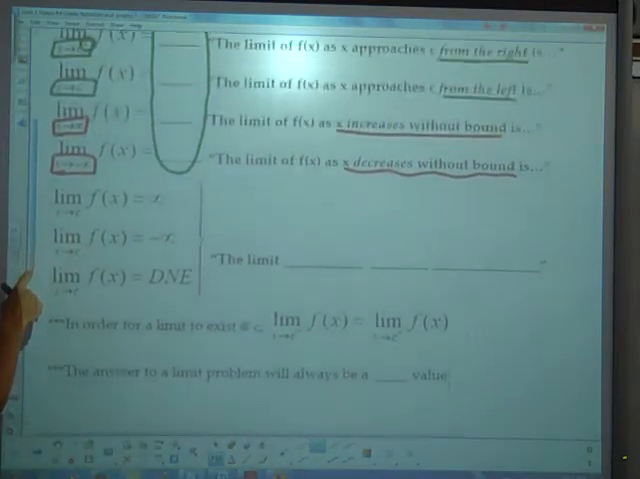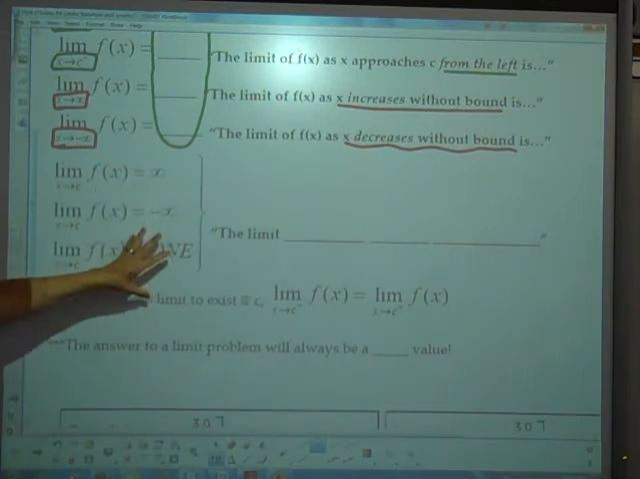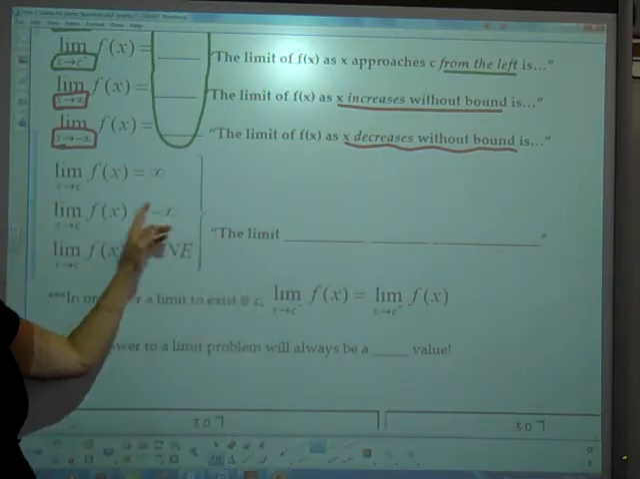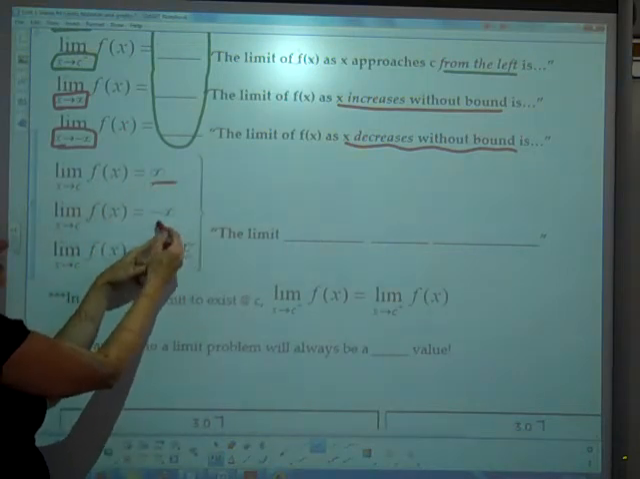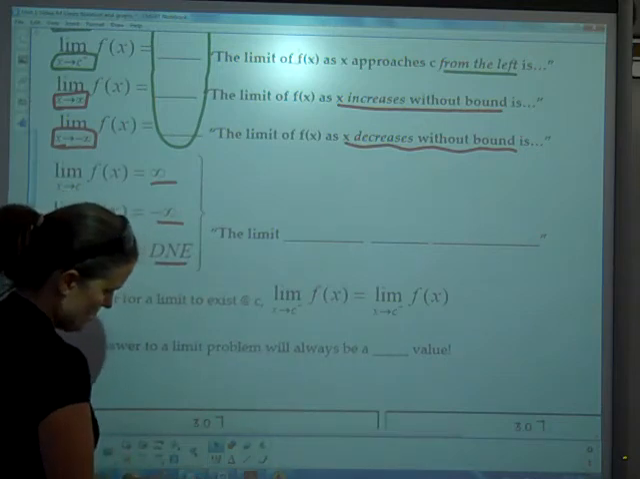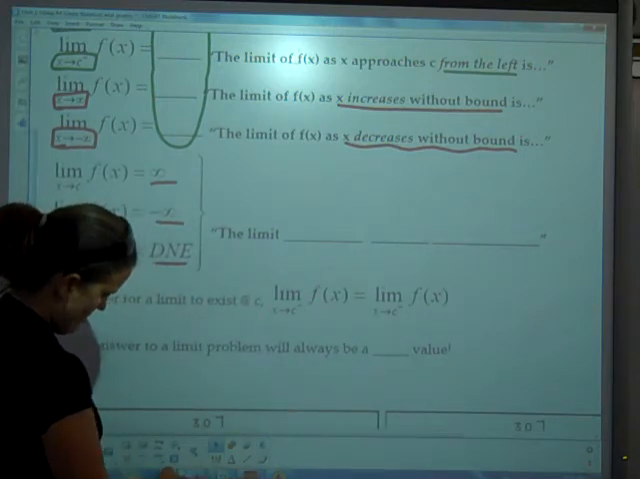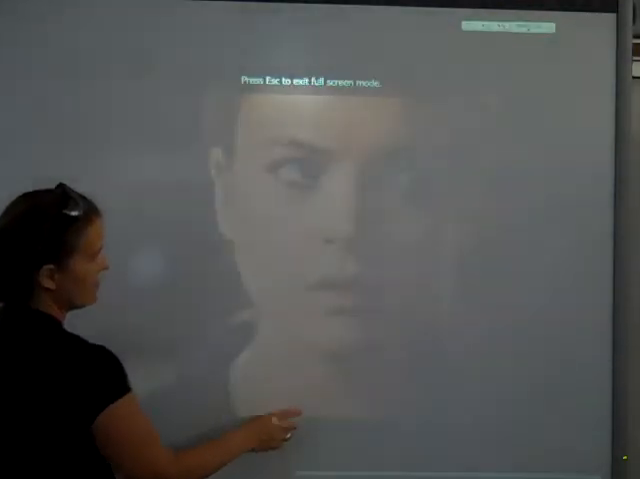So here are these three answers. The limit as we approach c equals, and we see a positive infinity here, a negative infinity, and a DNE. Let's get a little help from the internet here, and let's remind ourselves what this is talking about. Limits.